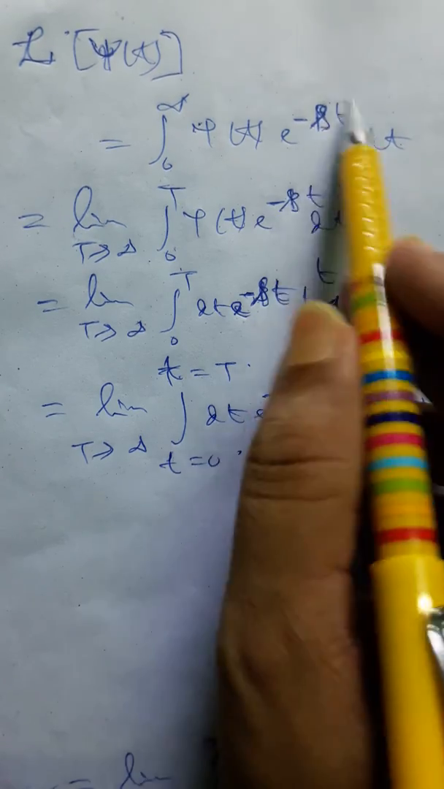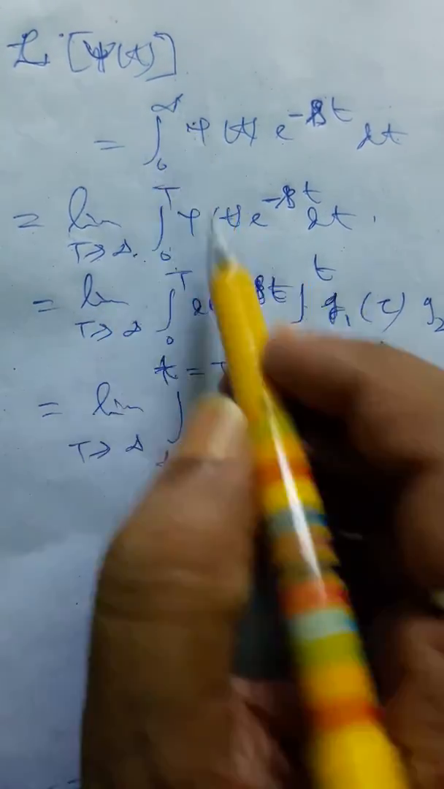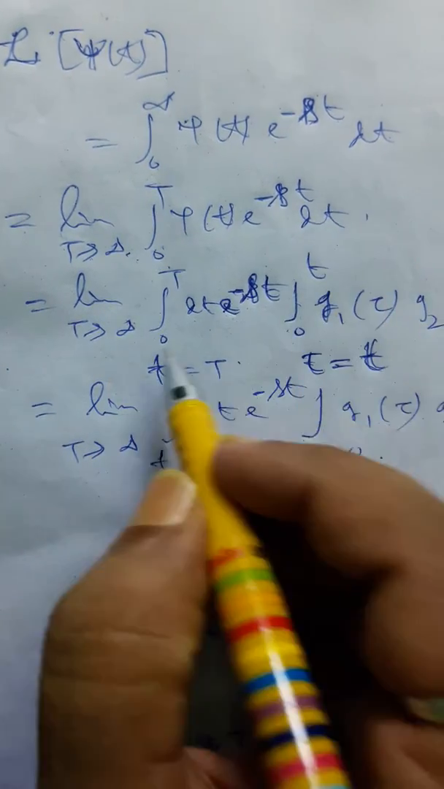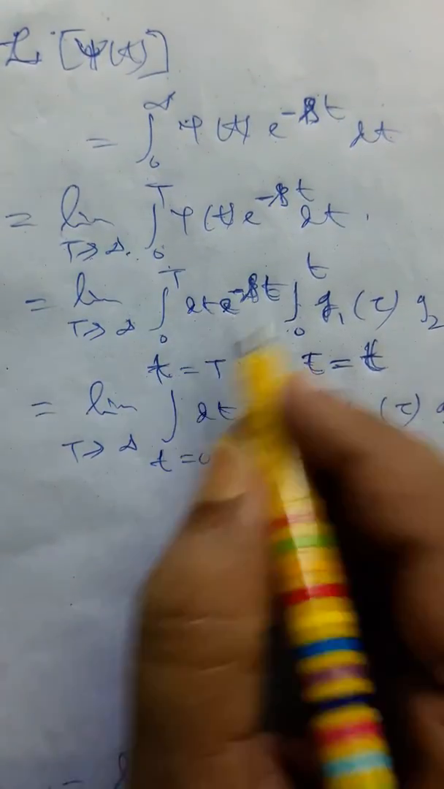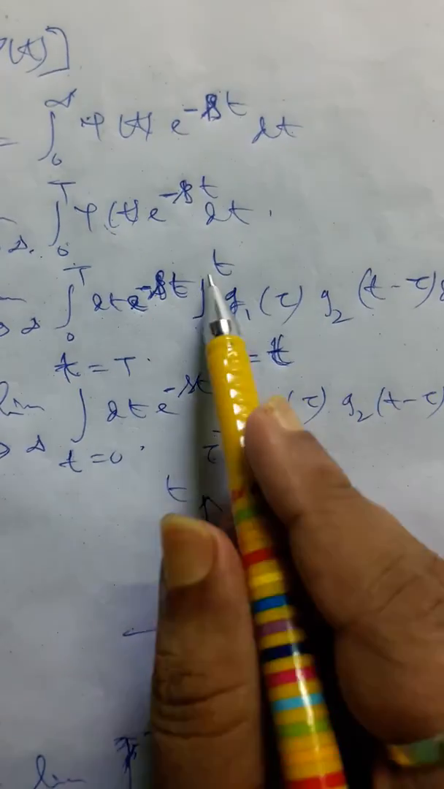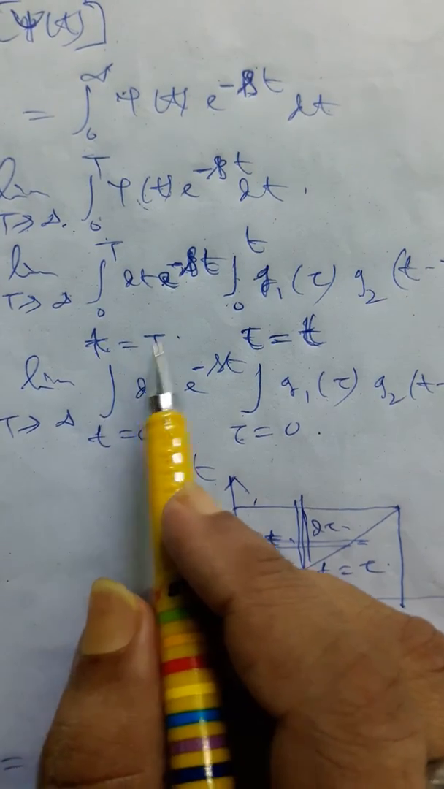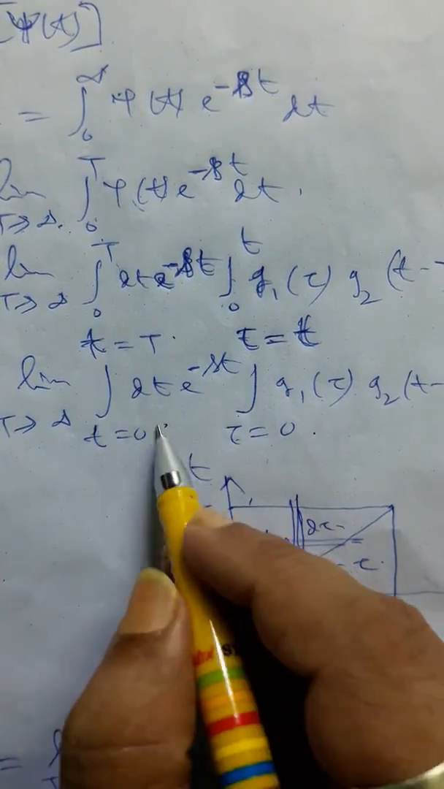s is the Laplace parameter, a complex parameter. Taking the limit as t tends to infinity, the improper integral is replaced by the integral from 0 to T of psi(t) e^(-st) dt. Here we write dt e^(-st) and put in the value of psi(t), that is, the integral from 0 to t of g1(tau) g2(t - tau) d tau. It is clear that the integration with respect to t runs from 0 to capital T.